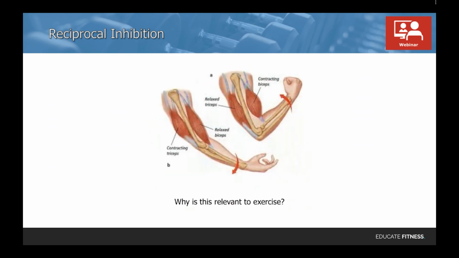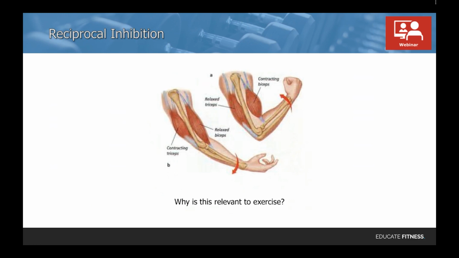Why is this relevant to exercise? We need one muscle to contract and one muscle to be turned off so we can move. If this didn't happen, we'd be unable to move. That's why it's relevant to exercise. However, there are some muscles that are harder to stretch, or even harder to activate.